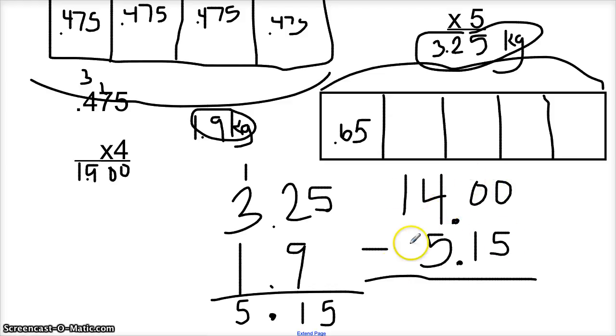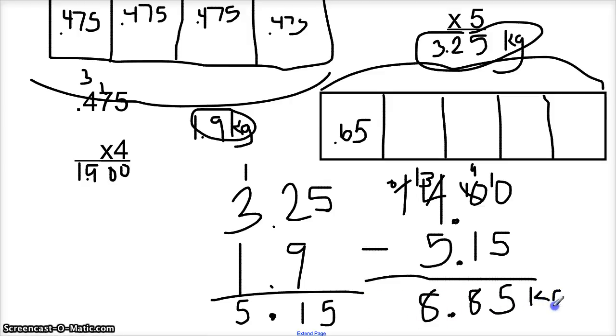I am going to take away the total amount of flour that I used to make the muffins and the bread. So I get, oh, I can't do that, so I have to borrow. That's what I'm doing. That becomes 10, and this becomes 10. So 10 minus 5 is 5. 9 minus 1 is 8. 3 minus 5 I can't do. 13, 12, 11, 10, 9, 8. And you can't see, but I'm counting on my fingers. It's okay. So I am left with 8.85 kilograms of flour.